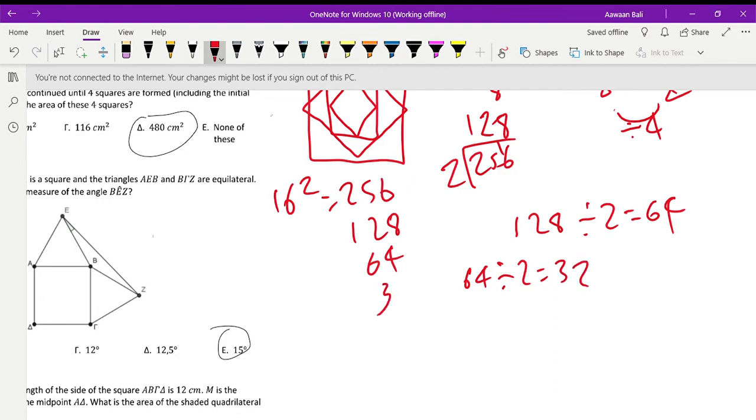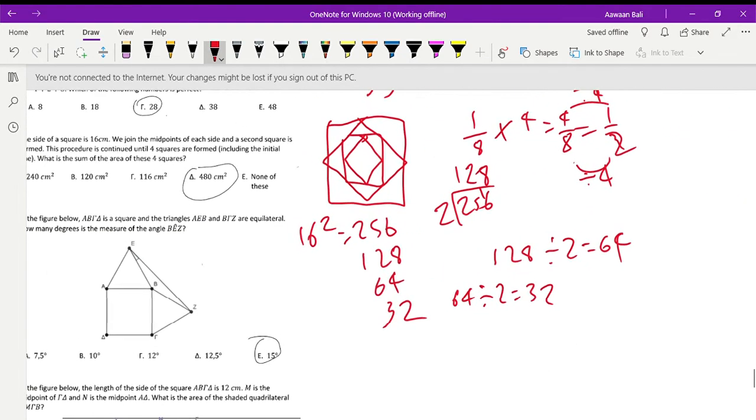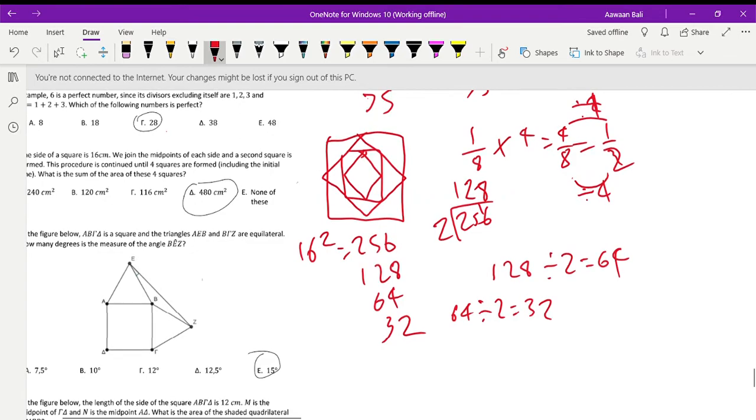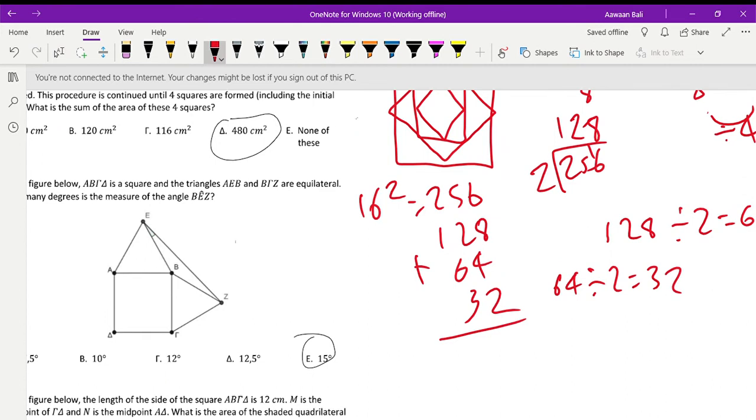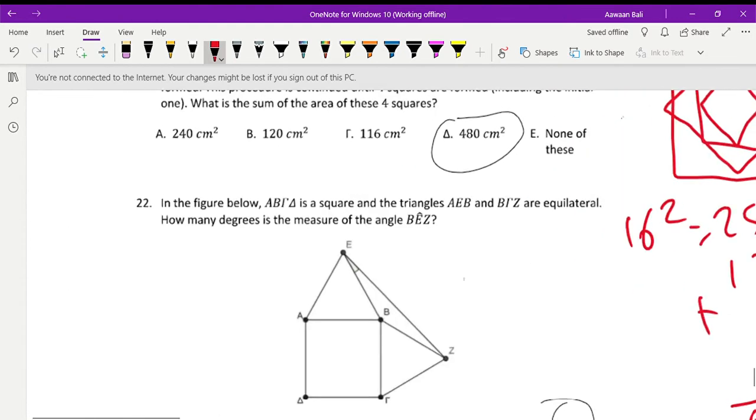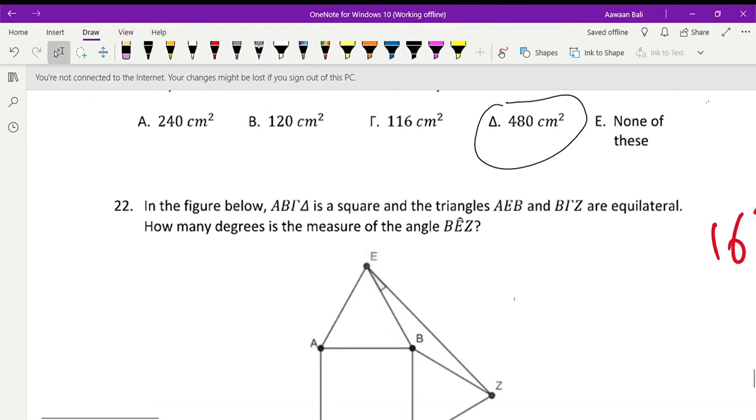Now we have the areas of all 4 squares, so we just add them now. 256, 128, 64, 32. Adding them gives 480. So therefore the answer is delta 480 centimeters squared.